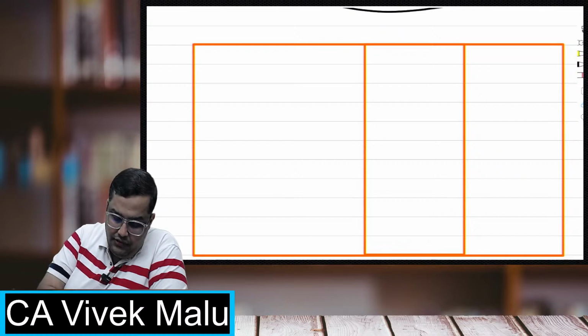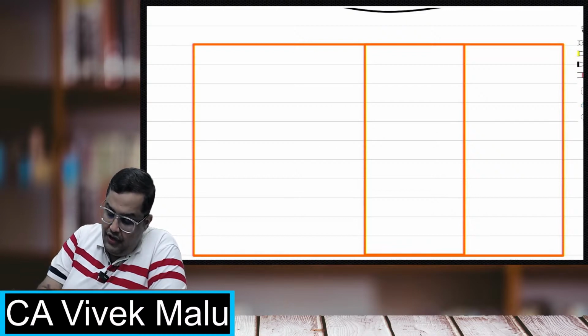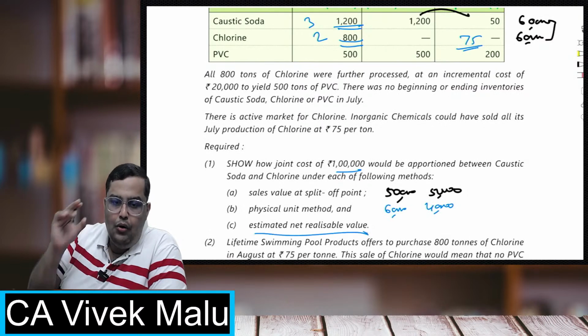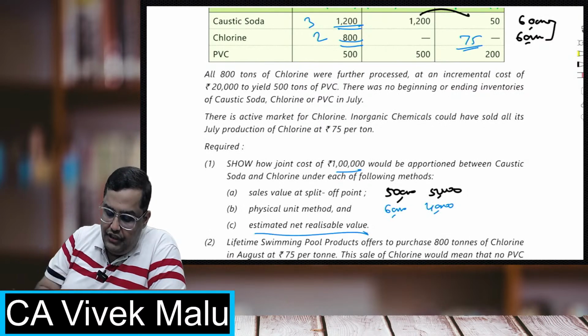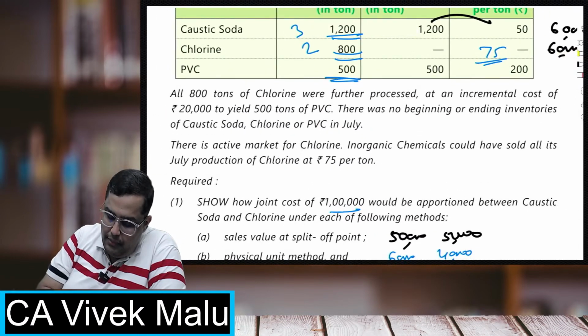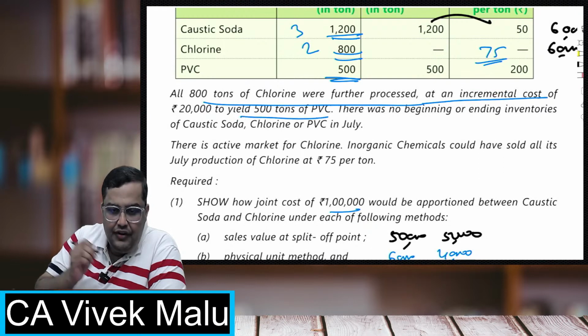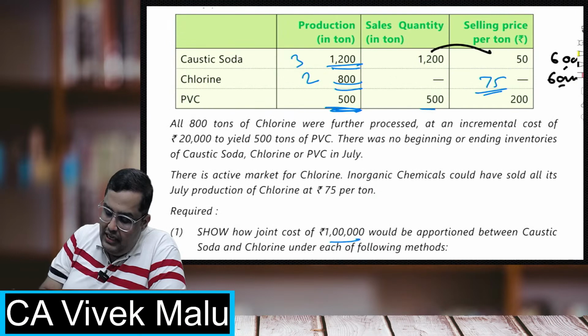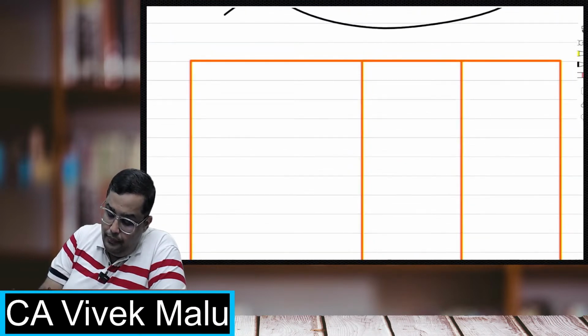So we all know that for chlorine, I want the NRV. Now how to do the NRV? Sales value of the finished product. So the finished product is 500 tons of PVC. We have already been given that all 800 tons were further processed to yield 500 tons of PVC. Okay, so 500 tons of PVC, the selling price is 200 rupees per ton.